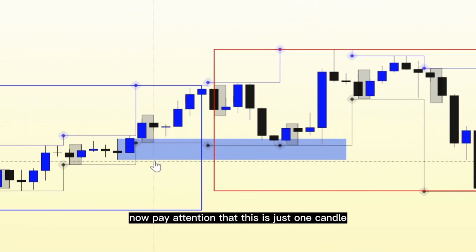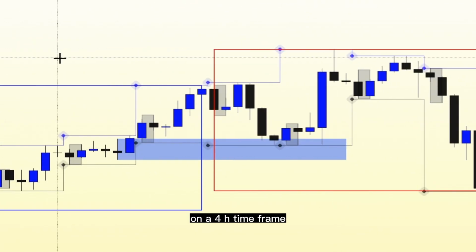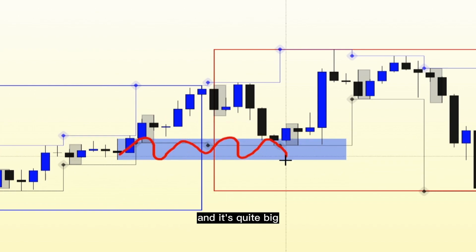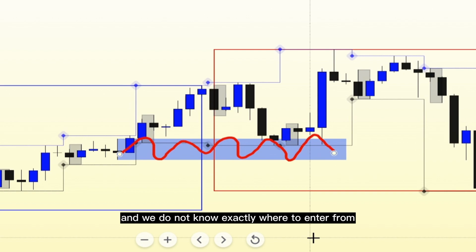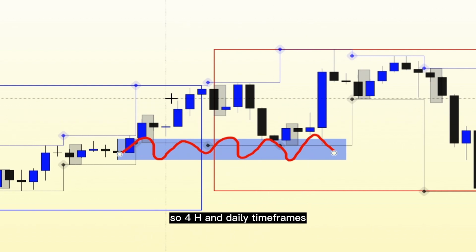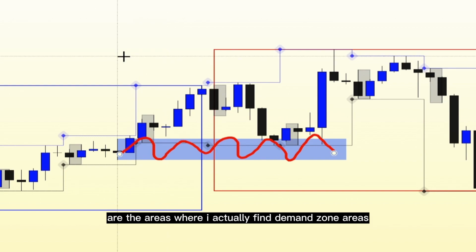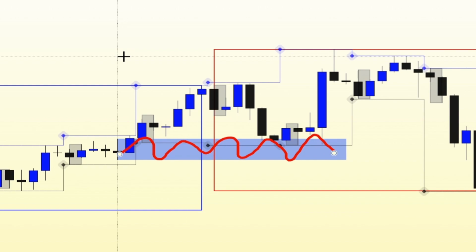Now pay attention that this is just one candle on a 4H time frame, but it is a 4H time frame, which means that this whole zone actually is a demand zone, and it's quite big, and we do not know exactly where to enter from unless you actually want to enter on a 4H time frame. But personally, that's not what I do. So 4H and daily time frames are the areas where I actually find demand zone areas or supply zone areas. They are large areas in the Forex market.